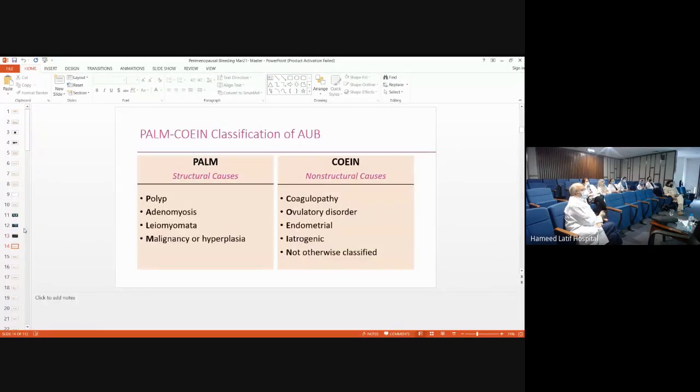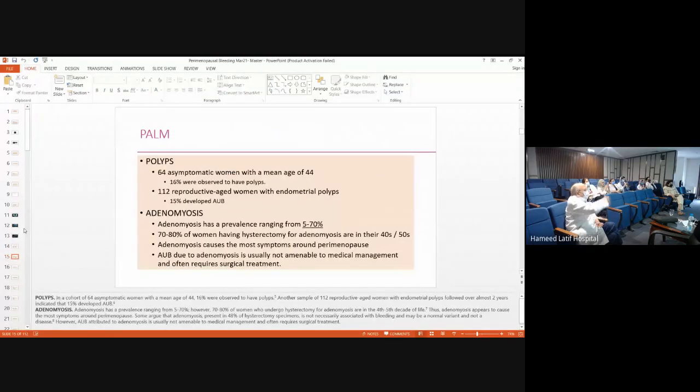PALM-COEIN classification already. Now let's take each of these conditions one by one.